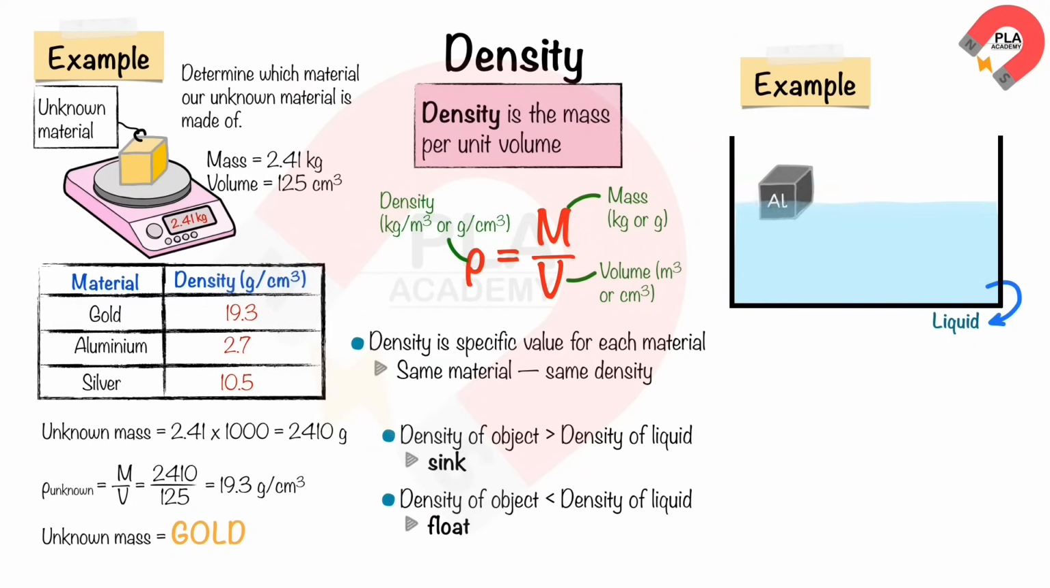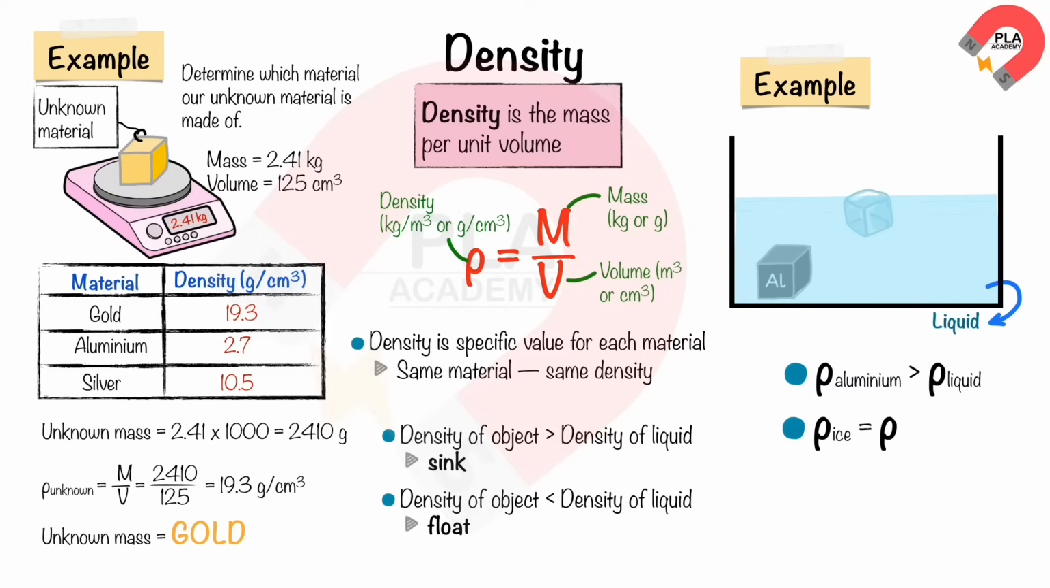For example, a block of aluminum will sink and settle to the bottom of a liquid. This shows that aluminum's density is more than the liquid's density. A block of ice will float at the surface of the liquid, but will be totally submerged. This shows that ice's density is equal to the liquid's density. A block of cork will float at the surface of a liquid, with some of it submerged. This shows that cork's density is less than the liquid's density.